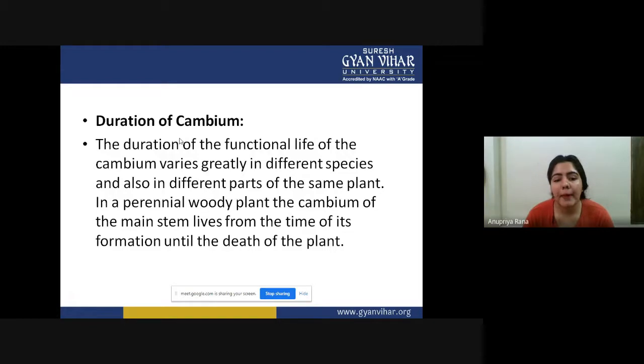So you can see this in a perennial woody plant. Perennial plants are those which have a very long life. Plants like the mango tree, neem tree or peepal tree are very long-lived perennial plants. They are also woody, and they are also perennial. So if the cambium is forming inside a perennial woody plant, its life can be very long, or you can say it will be present inside that plant until the death of the plant. So it also has a perennial life.